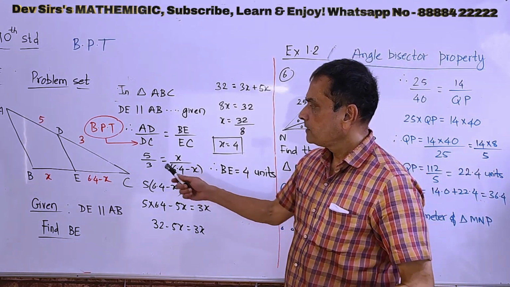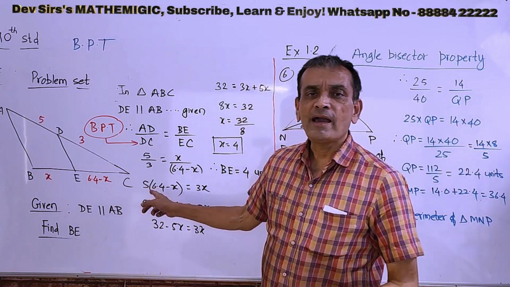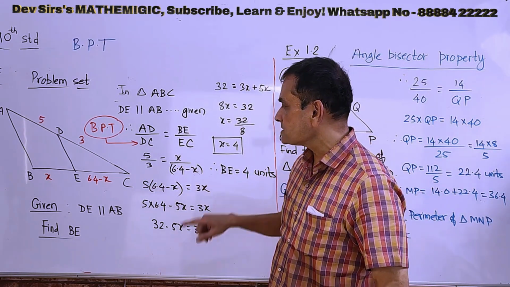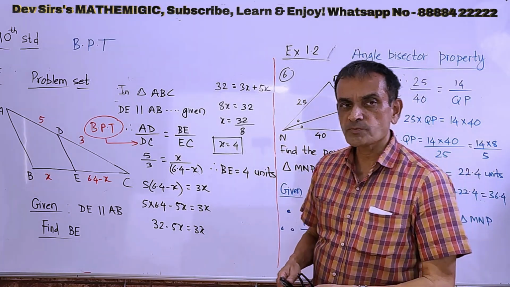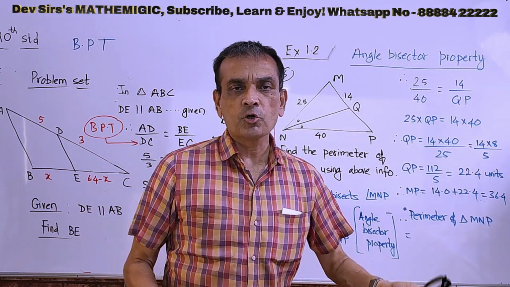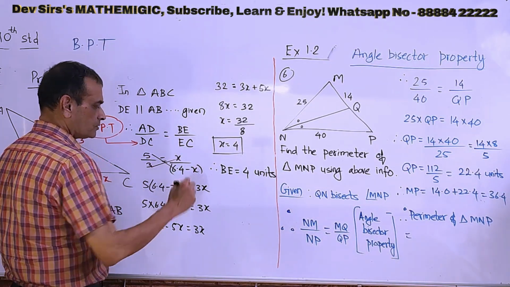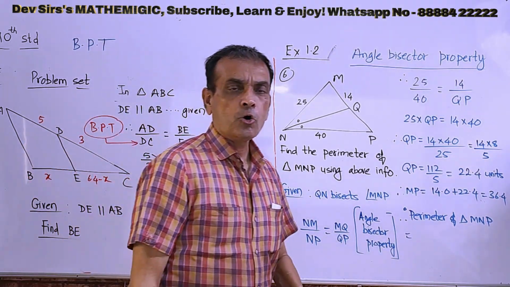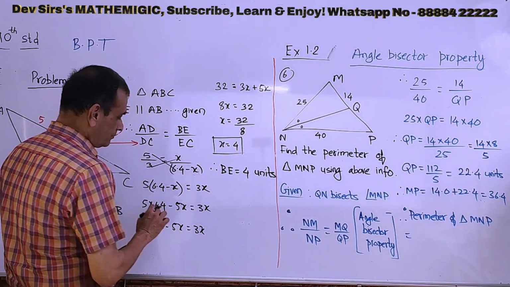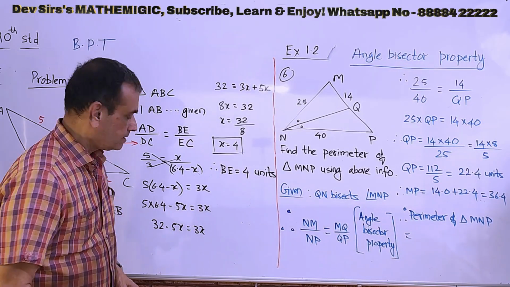Cross multiply. So when you cross multiply, you have to take the entire bracket. 5 into 6.4 minus x is equal to 3 into x, that is 3x. Cross multiply here. After using BPT, naturally we have to cross multiply. This into this is equal to this into this. Now open up the brackets. 5 into 6.4 minus 5 into x is equal to 3x.